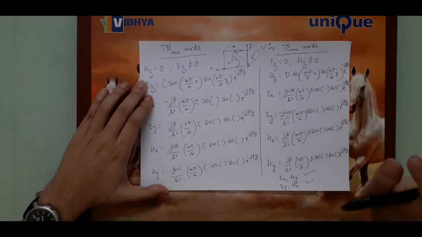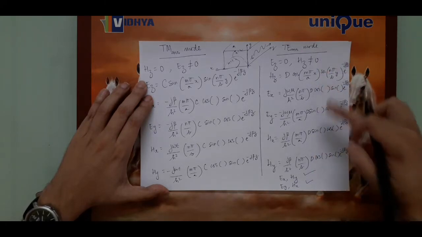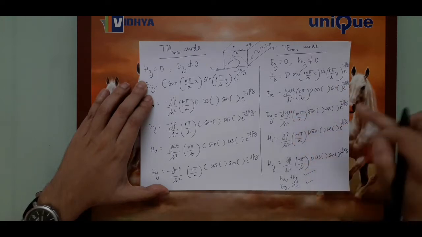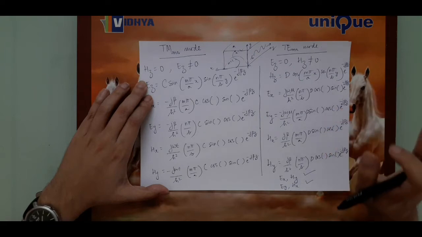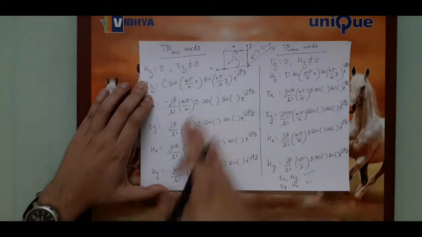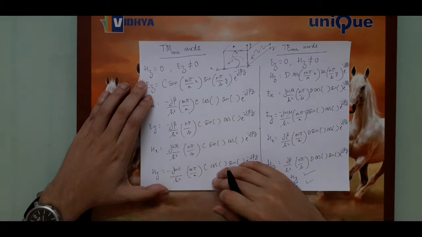You will see something similar for TE also. For example, Ex and Hy, you can see cos, sin, they are in phase. Ey and Hx, sin, cos, they are also in phase. So they essentially are contributing to some kind of a wave which is along the z direction. So this is very important.